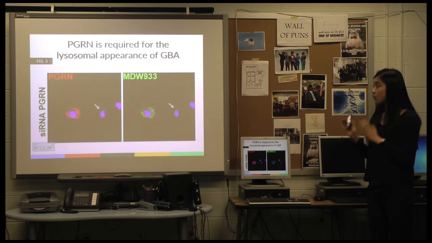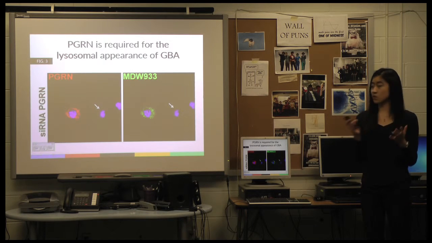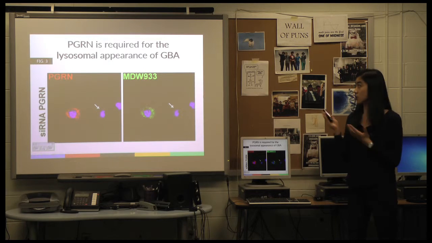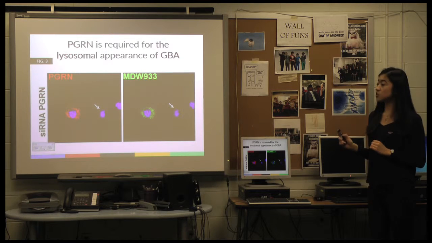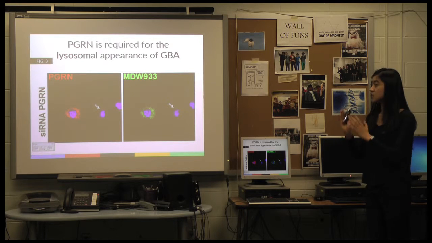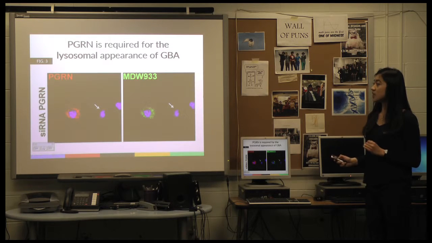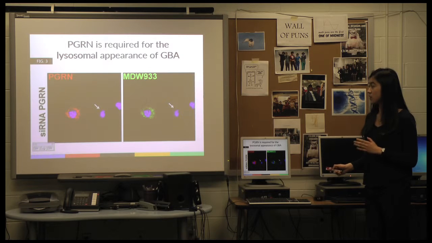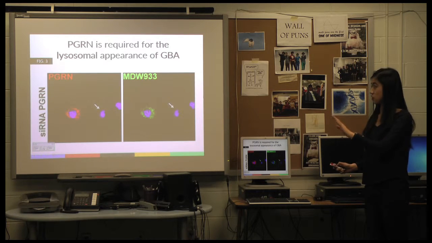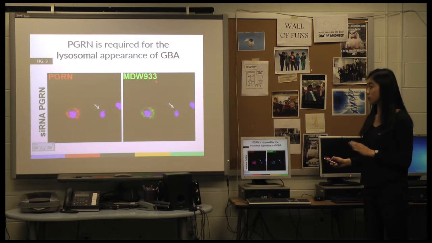Next, we wanted to analyze whether progranulin was involved in the lysosomal appearance, that is, whether it was involved in bringing GBA to the lysosome, which is the important part that causes Gaucher disease. In order to do this, we used an siRNA approach, which meant we targeted knockdown efficiency. We transfected our cells with an siRNA targeting progranulin, so that progranulin levels are knocked down and the gene expression is lower. After that, we used the MDW933 probe, which measures GBA levels.